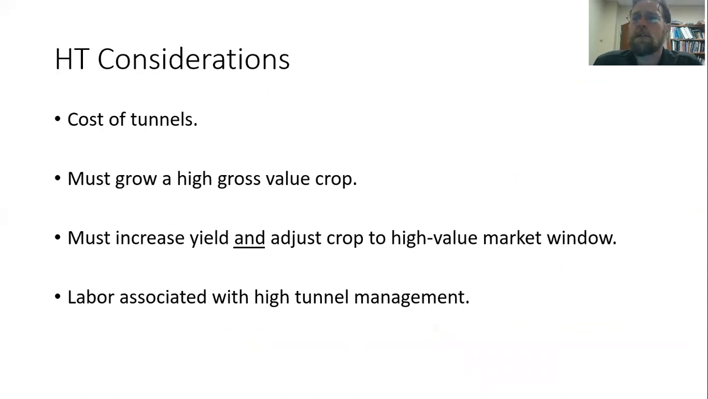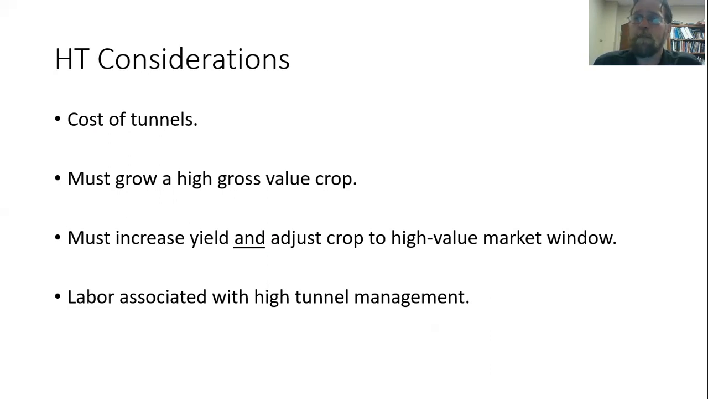So some considerations that we want to keep in mind when we are building a high tunnel. Of course, we want to keep in mind the cost of the high tunnel. And because we have the cost of the production of that high tunnel and building of that high tunnel, we want to make sure that inside that high tunnel, we are producing a crop that has a high value. And so tomatoes and cucumbers are very commonly crops that are selected for growth inside high tunnels. In that high tunnel, we want to make sure that we're both getting an increased yield, and we're also being able to get into that market window where we can get a higher or a premium for the crop that we're growing.